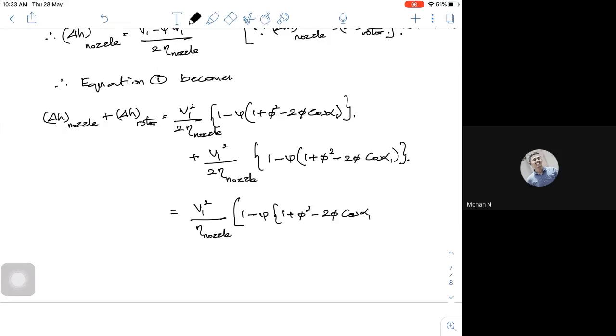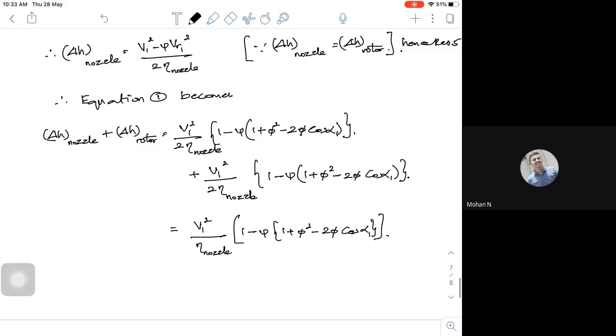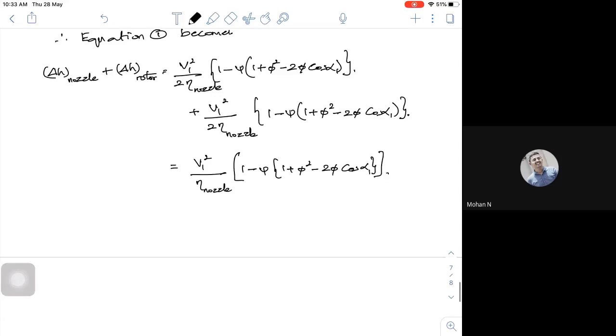So this will be the expression for the enthalpy drop per stage. This is the isentropic enthalpy drop per stage. Let me call this expression number 5. Now, what is gross stage efficiency? It is the work done divided by the isentropic heat drop.